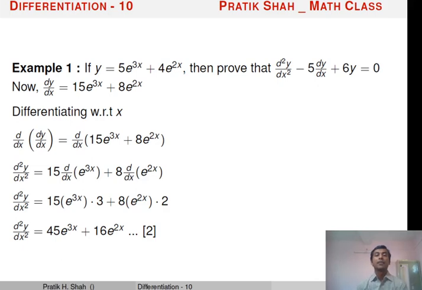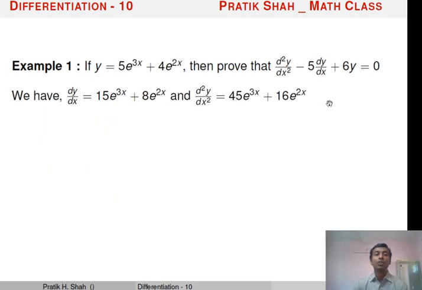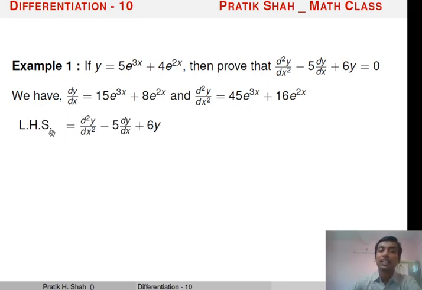Now finally we will substitute values of y, which is given here, value of dy by dx which we have obtained as equation number 1, and value of d square y by dx square that we have obtained as equation number 2, into the left hand side here, to prove that this is equal to 0. So let's note down the values of dy by dx and d square y by dx square that we have obtained earlier. Now starting with left hand side, which is equal to d square y by dx square minus 5 dy by dx plus 6y.